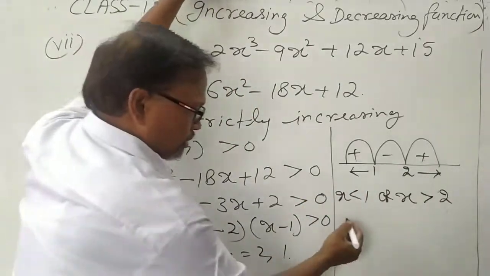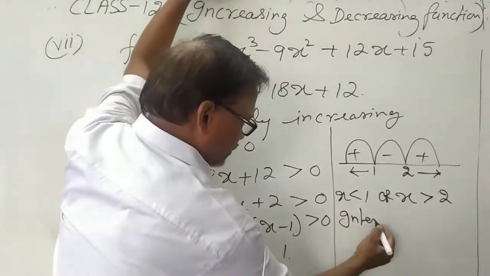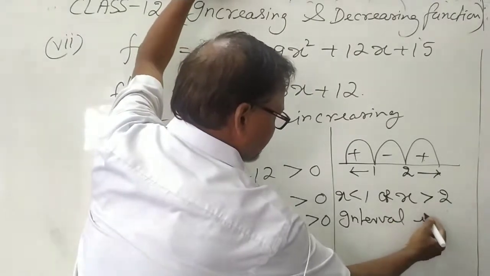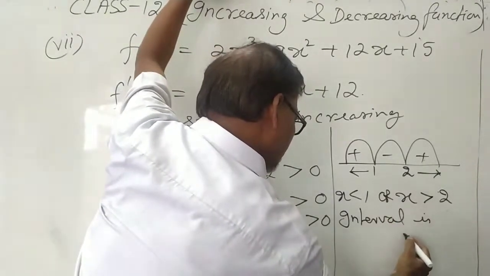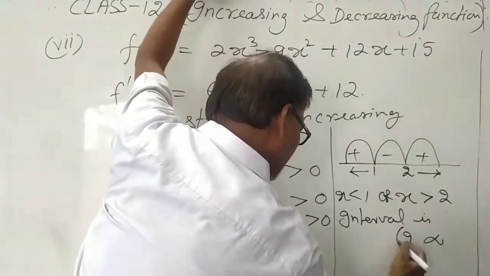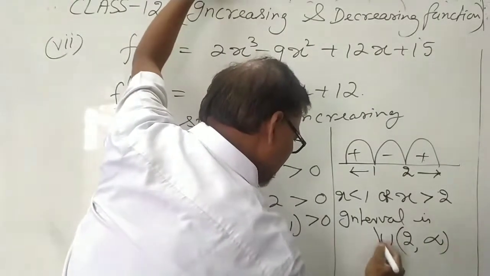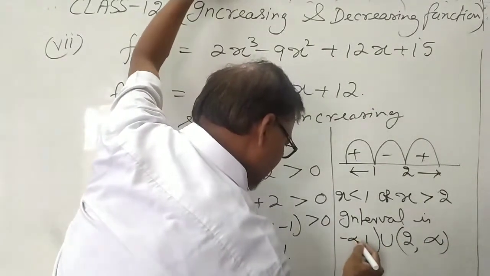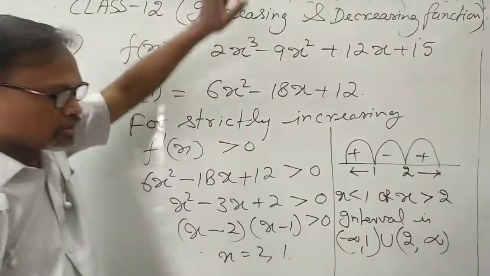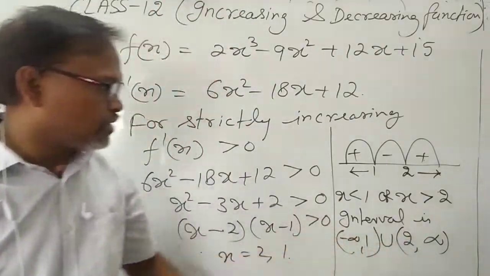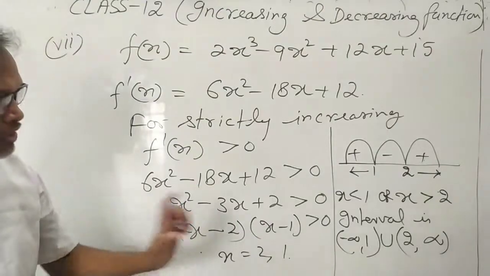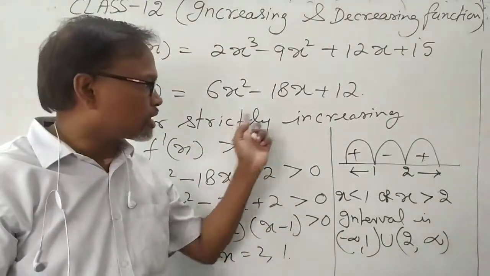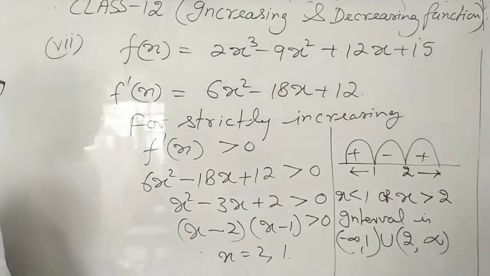So what will be the interval? What is the interval? x is greater than 2 means 2 to infinity union 1 to minus infinity. This is the range of the x in which you will get the strictly increasing.